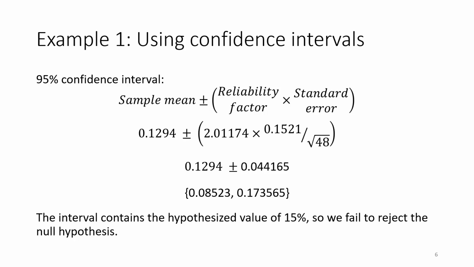We can use confidence intervals to also help us with the decision. If we have a 95% confidence interval, remember what we do there. We take the sample mean plus or minus the product of the reliability factor, which is, in this case, a t factor, times the standard error. So we insert the known information into this, and we end up with an interval from 0.08523 to 0.173565. Because the interval contains the 15% hypothesized population value, we fail to reject the null hypothesis.